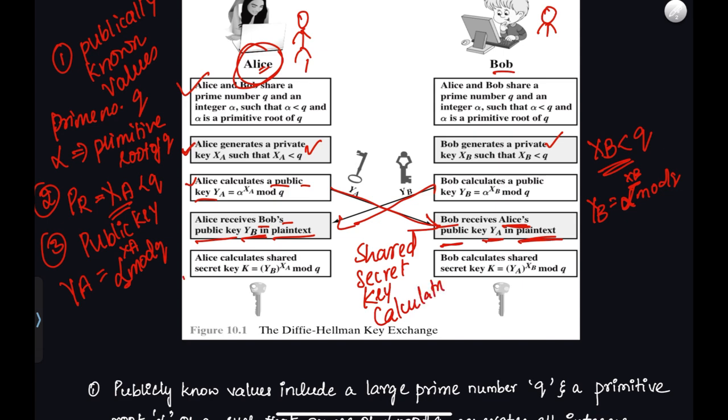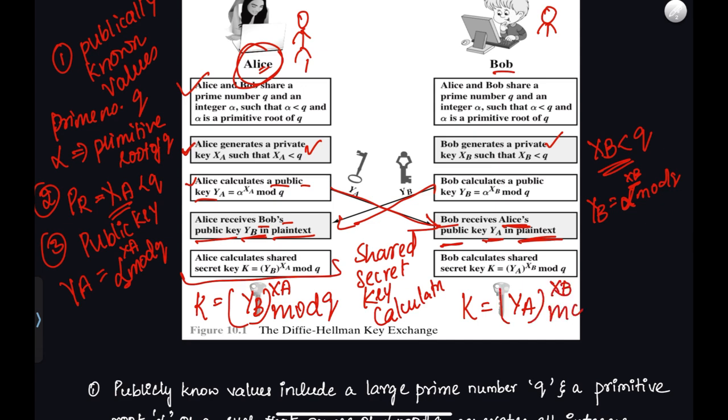On Alice's side, in order to get the secret key, K is equal to Bob's public key to the power Alice's private key mod Q. And on the other side again, we'll consider Alice's public key to the power Bob's private key mod Q. By making use of these two calculations, we have to get the K value as the same. Since we know that K is equal to alpha power XA into XB mod Q.